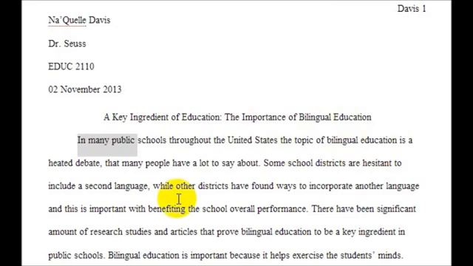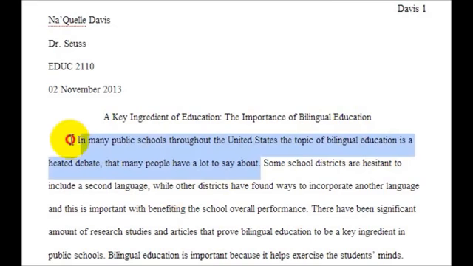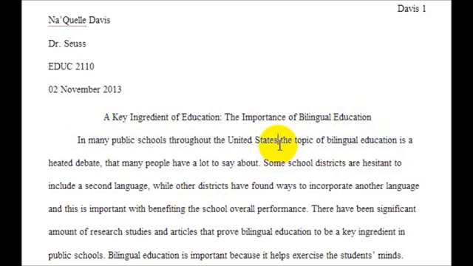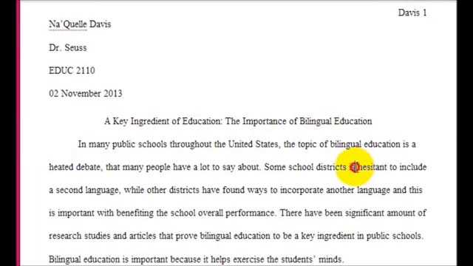If we highlight the first sentence, we can see that "in many public schools throughout the United States" is an introductory clause. A comma will be needed after "the United States." Here we have an issue with subject-verb agreement. "Districts" is plural, but "is" is singular. This should be "are."